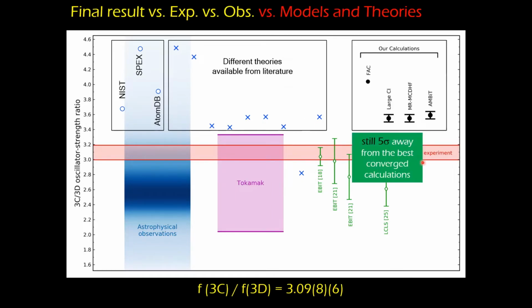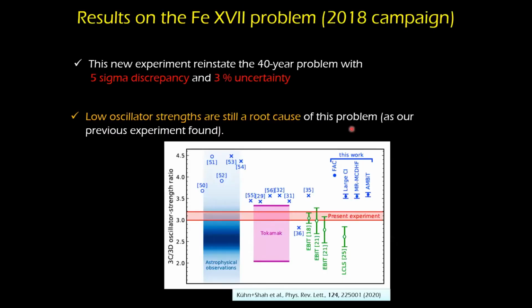And our own calculations that we did with supercomputers, very large scale calculations with millions of configurations, we still found that the theory is converging around 3.55 and our experiment was at 3.1. So we still find a disagreement. The result from this campaign was that, yes, we are reinstating this long-standing problem with an even better discrepancy, 5 sigma, and the uncertainty is low, like 3%, statistical and systematic. So we thought that the oscillator strength is still a root cause of this problem.